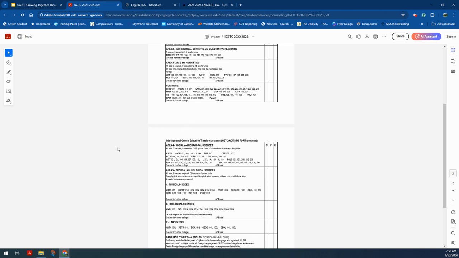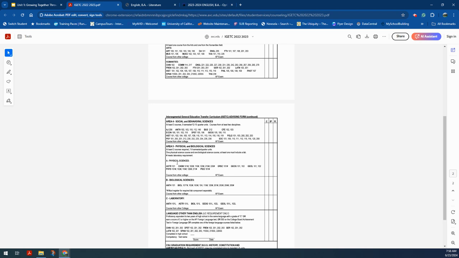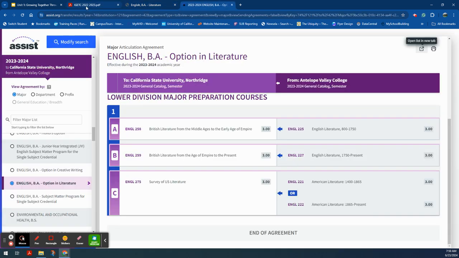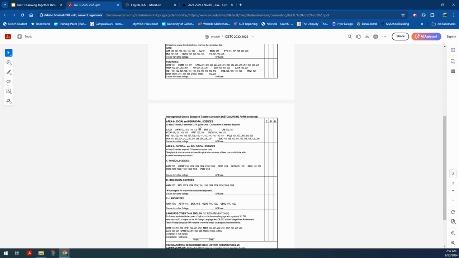Now, again, if you're a STEM major, you've still got the same type of options in there, guys. So you have to look at what are your required classes, what are your assist classes, and then what are the IGETC fulfillments. And that's the key thing that you're going to be doing.